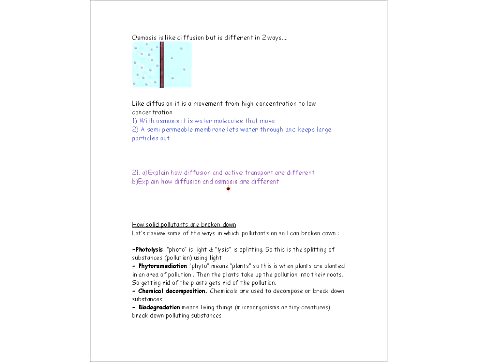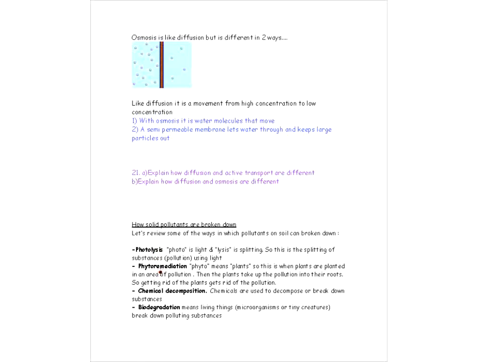Okay, now we're going to talk about, if you've got some sort of pollution, solid pollution, how are you going to break it down and get rid of it? Well, there's 4 different ways you can do it. The first one is photolysis. Okay, photo means light, lysis means splitting. So basically, light can be used to split down substances, to break them down, and make the substance less polluting.